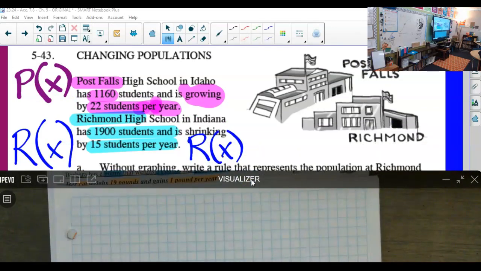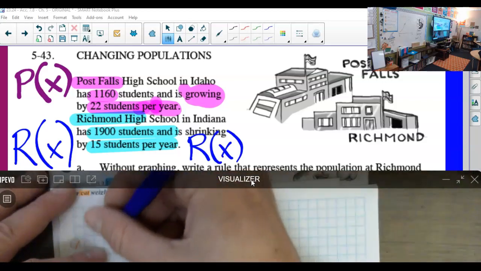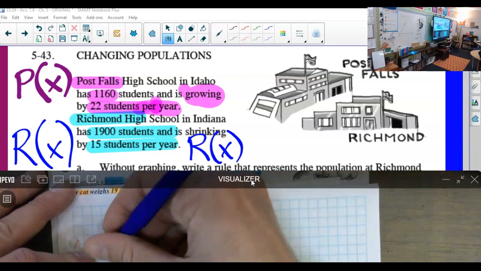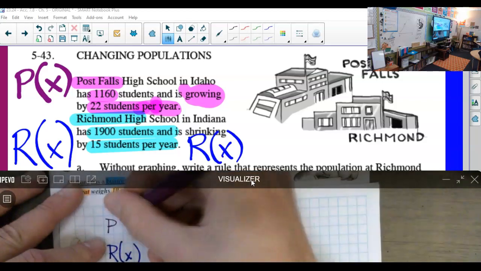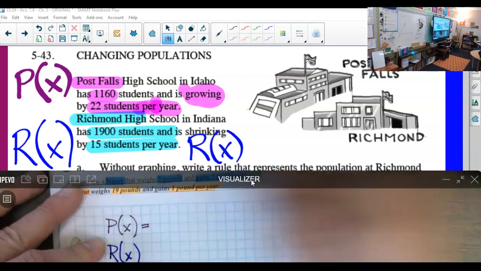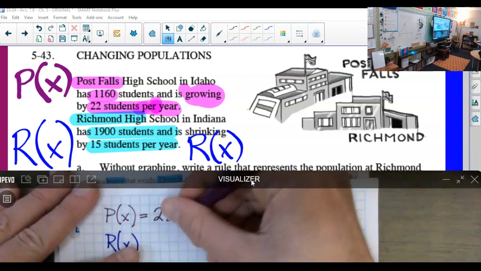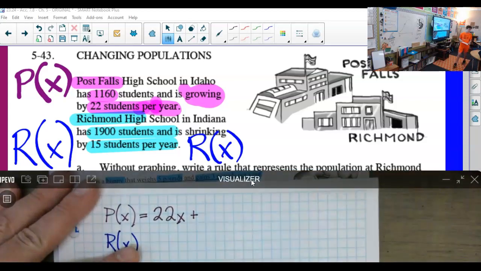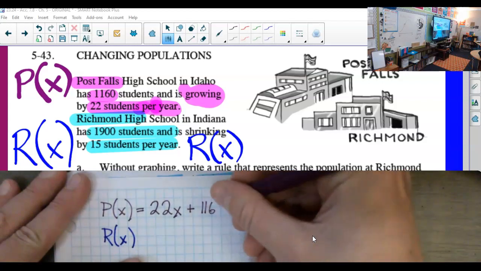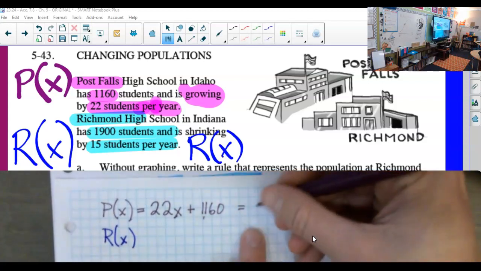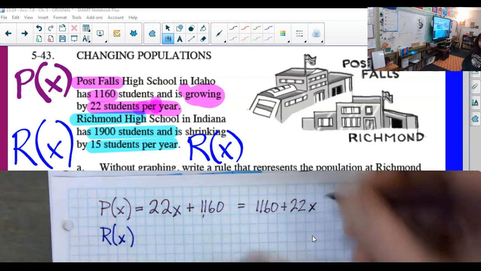If I was going to write down an equation, Owen, can you help me with either P of X or R of X? So with P of X, your growth rate would be 22 students, so you'd have to write 22x. Okay, so if we start with our growth rate, it's 22x, and then you add 1,160 because it's growing. They started at 1160, guys. Or you could have written it the other way around, 1160 plus 22x. It doesn't make a difference.